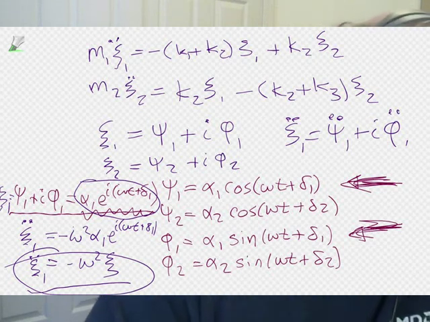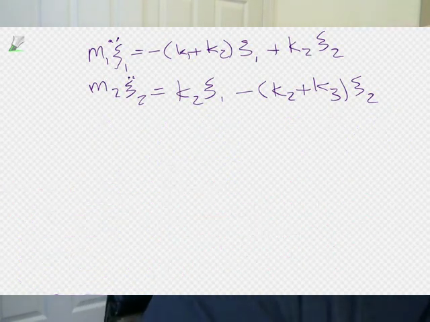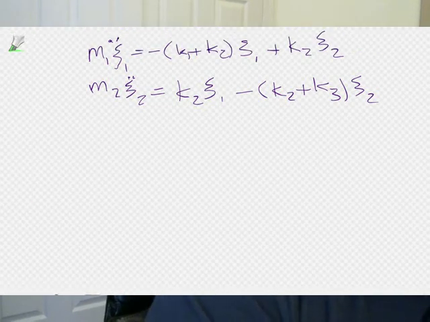I haven't written out all the psi 2 things, but it's the same. Replace all the ones with twos. This should have been a psi 1 there. All right, so I do these substitutions.